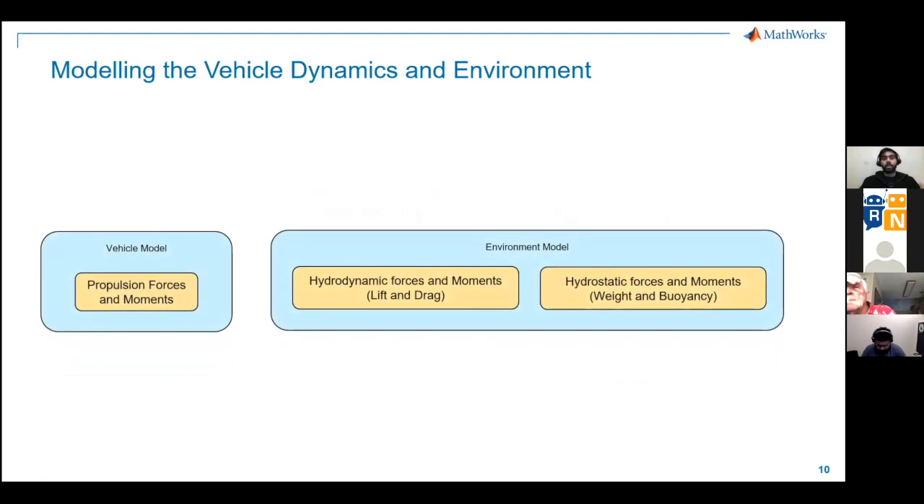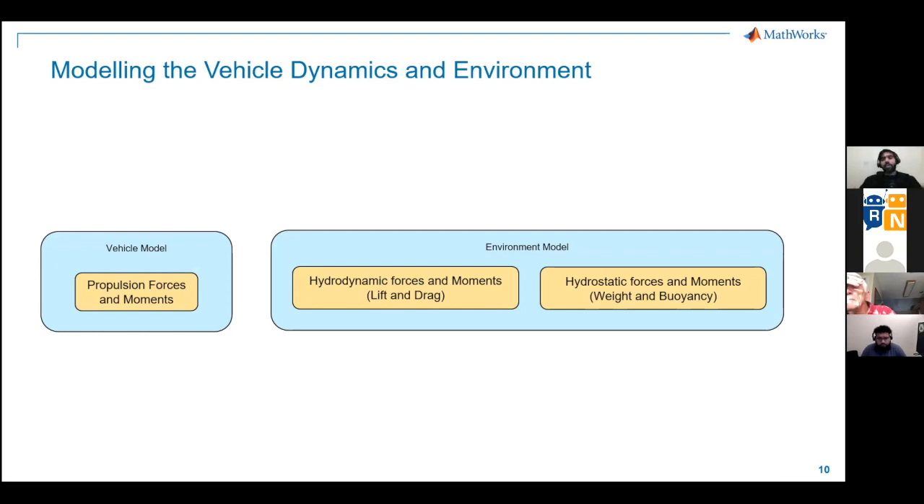Now in the plant model, we have two parts. The first one is your vehicle model, and the second is your environmental model. The vehicle model is basically the forces and moments generated by your vehicle, by your AUV. And in the environmental model, you have hydrodynamic forces and hydrostatic forces and the corresponding moments generated by them.